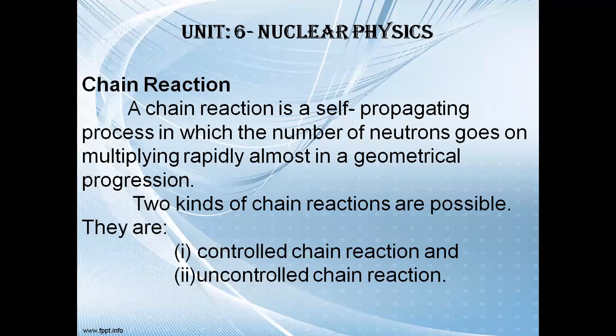In the previous class, we discussed Unit 6, nuclear physics. There are two types of radioactivity, artificial and natural radioactivity. Alpha, beta, and gamma are the natural radioactivity, along with the properties of alpha, beta, and gamma rays. Alpha decay, beta decay, and gamma decay were discussed in the previous class.